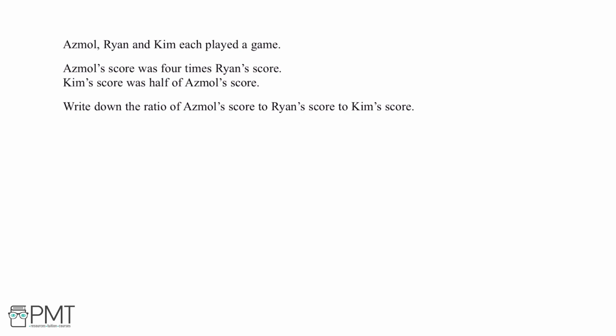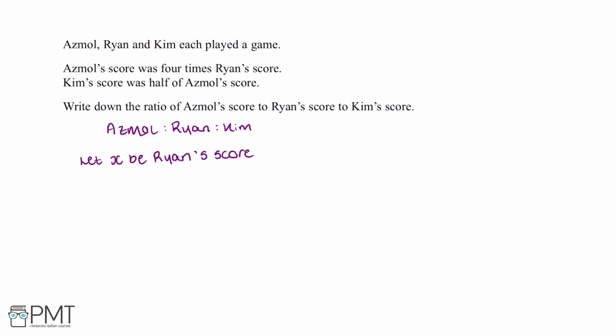Asmol, Ryan and Kim each played a game. Asmol's score was 4 times Ryan's score. Kim's score was half of Asmol's score. Write down the ratio of Asmol's score to Ryan's score to Kim's score. So the first thing we can do is write down this ratio in a more visual form. So we want the ratio of Asmol's score to Ryan's score to Kim's score. And it's important that we put these ratios in the correct order. So now the next thing we can do is let x be equal to Ryan's score.